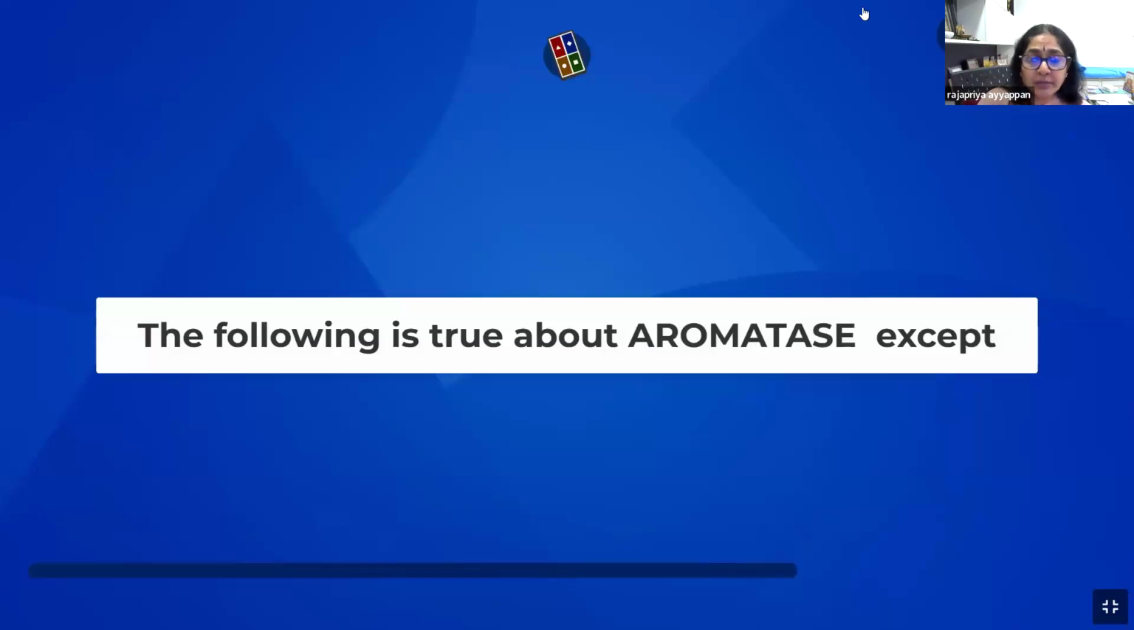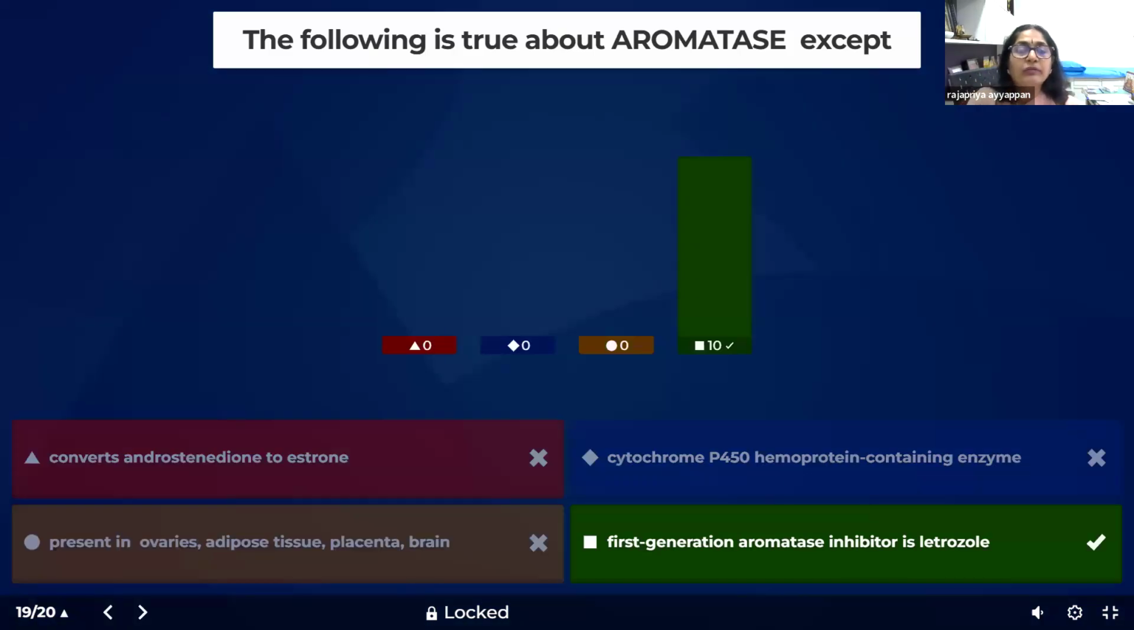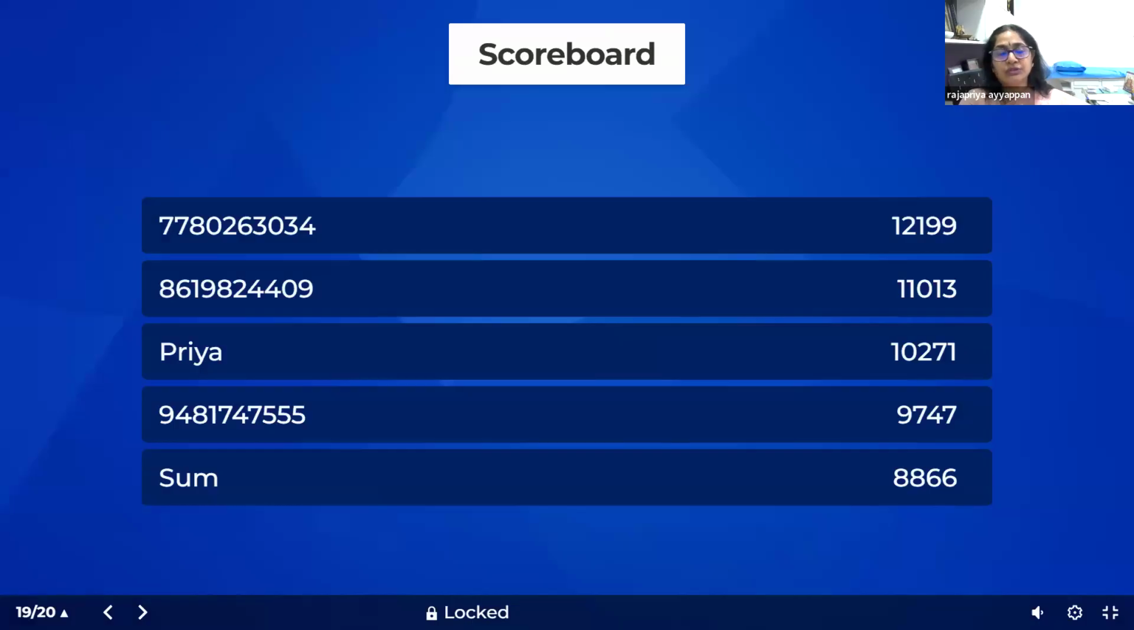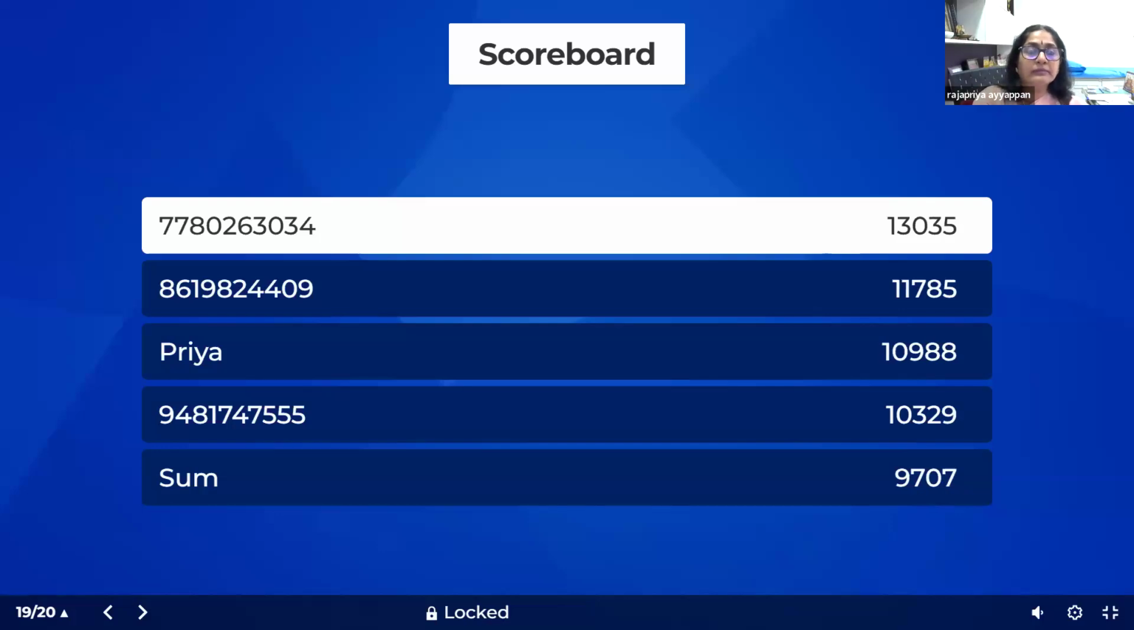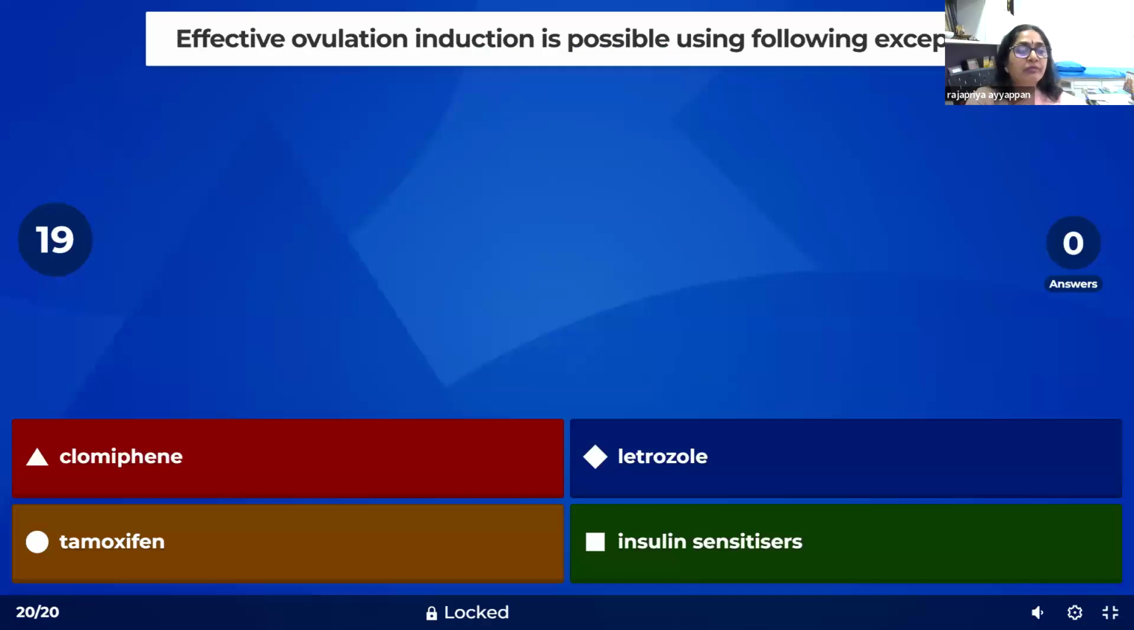The following is true about aromatase except: converts androstenedione to estrone, present in ovaries, adipose tissue, placenta, brain, cytochrome P450 containing enzyme, first generation aromatase inhibitor is letrozole. Yeah, all of you got it right. It's the fourth response, first generation. So the last question. Effective ovulation induction is possible using the following except: clomiphene, letrozole, tamoxifen, insulin sensitizers.